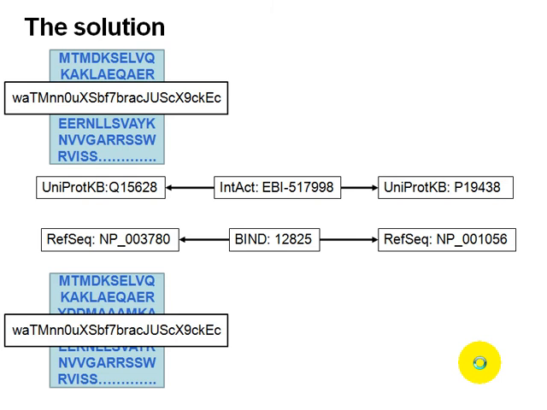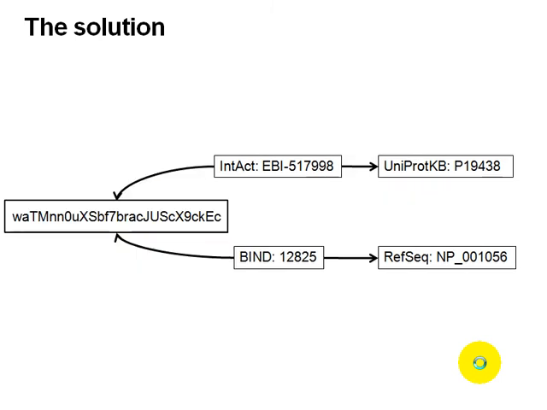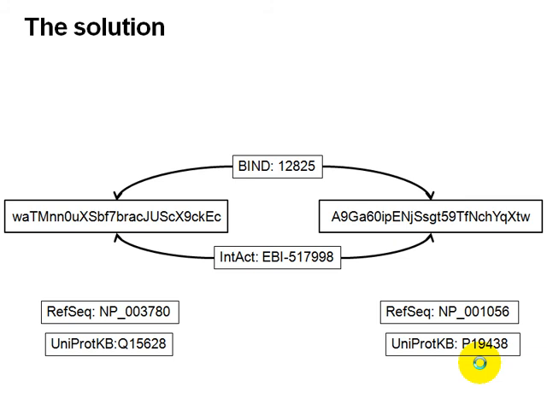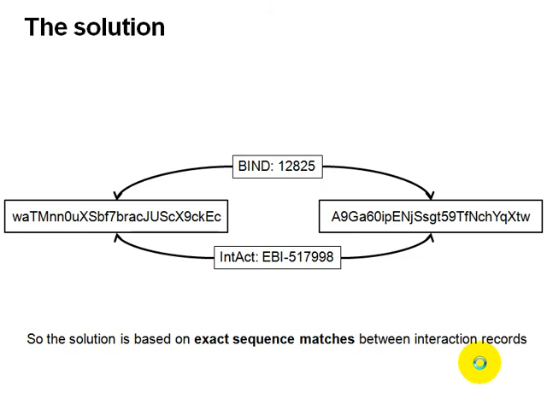We do this for all of the interactors that we find in the database, and then are able to determine which interactors and which records are actually talking about the same thing. If we do this for the entire database, we're able to resolve which interactors in which records are talking about the exact same sequence from the same taxon. What I haven't told you here is that this key also takes into account the taxon ID. We also, of course, keep the original accessions, the RefSeq and UniProtKB accessions. So the solution is based on exact sequence matches between interaction records.